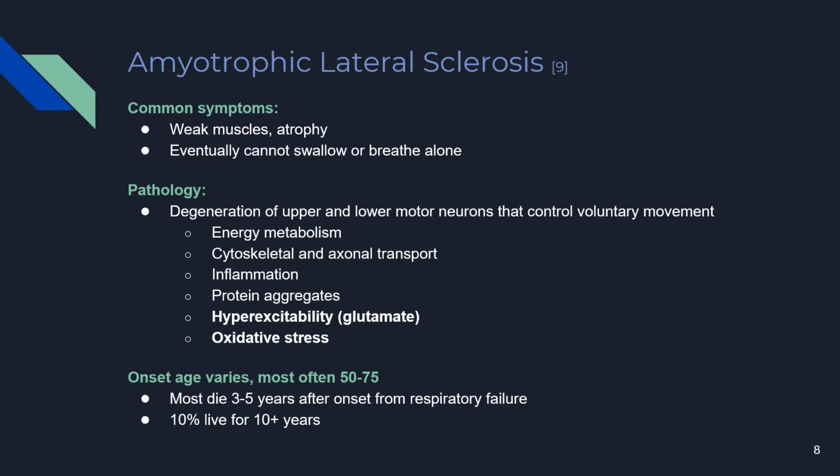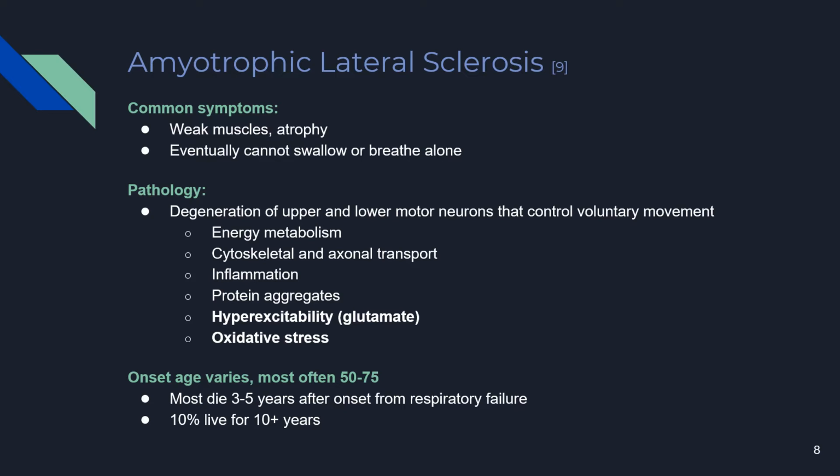ALS is a motor neuron disease that has received a lot of attention in recent years. Its symptoms include muscle weakness and wasting, often starting with the arms and legs. Eventually, it targets gastrointestinal and respiratory muscles, so patients can't swallow or breathe on their own. These symptoms are caused by the breakdown of upper and lower motor neurons that control voluntary movement.